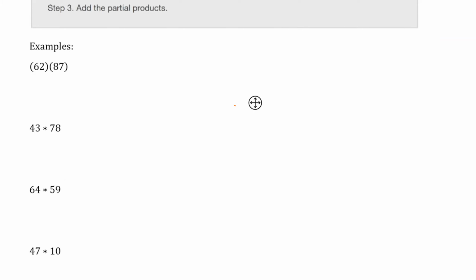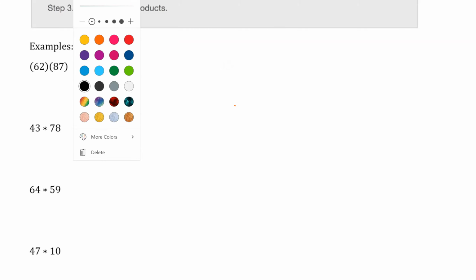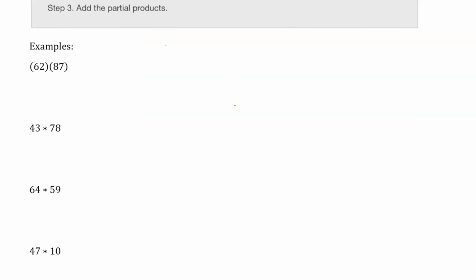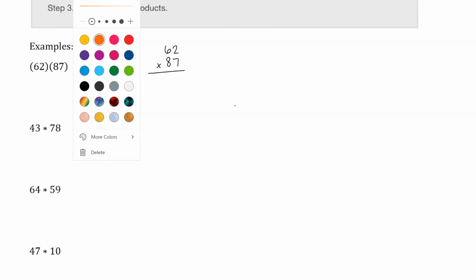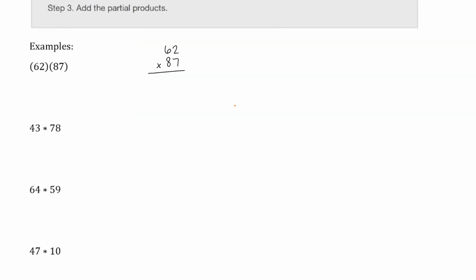In this first example, we want to take 62 times 87. We've lined up the numbers to the right, and because they both have two digits, it doesn't matter which number you put on top and which on bottom. Now we're going to do the multiplication, just like normal.